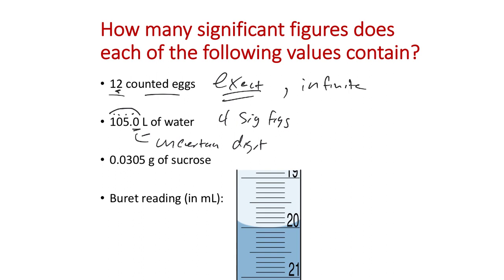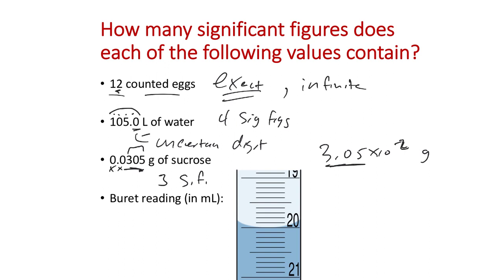Now if I have 0.0305 grams of sucrose, the uncertain digit would be the last digit in that measured quantity. And then here I only have 3 digits that are significant. So I have 3 sig figs here. Now, why do the zeros not count, do you think? They're just placeholders. If I were to write this number in scientific notation, I'd write 3.05 times 10 to the minus 2 grams, and I should agree in the sig figs.